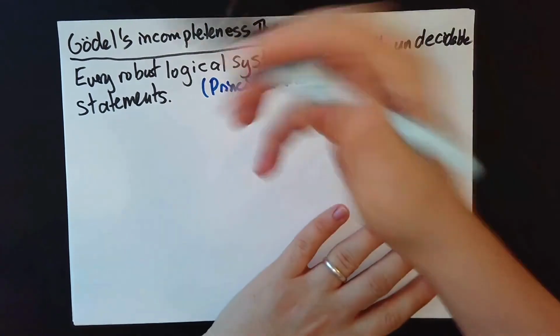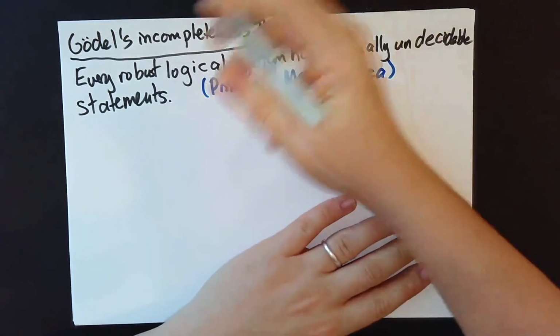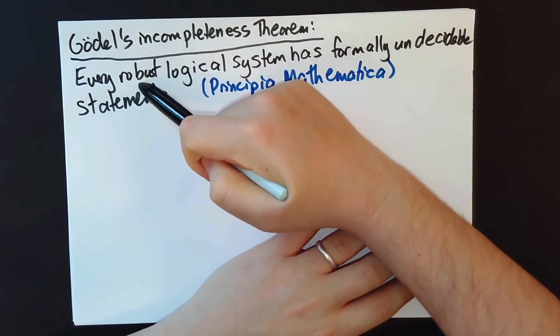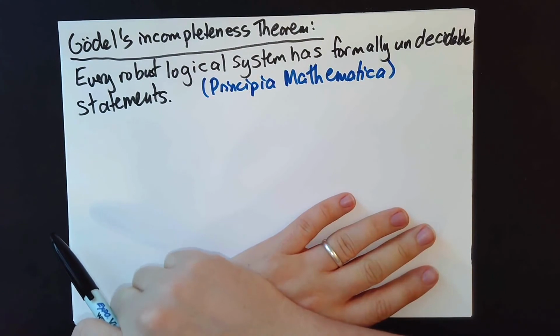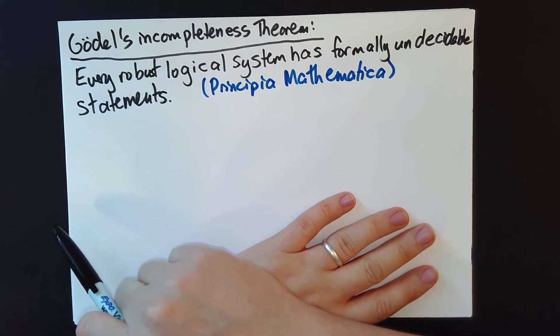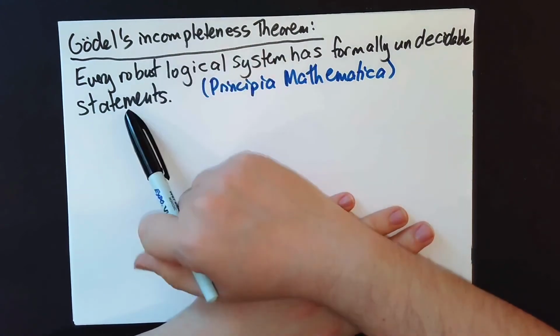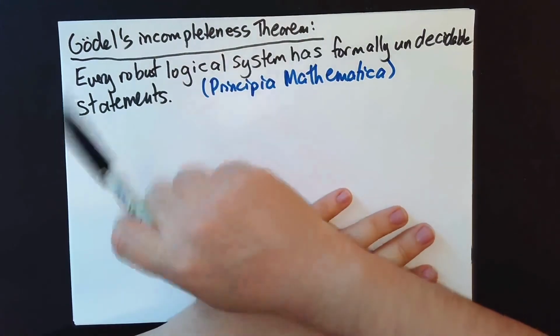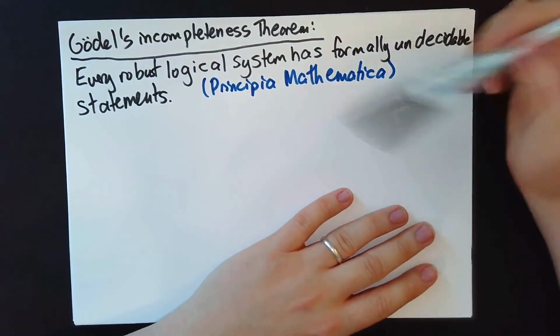You may, by the way, be wondering about this disclaimer, robust. Robust here just means something basically to the effect of your axiom system needs to be complicated enough to know that 1 + 1 = 2. In other words, it needs to be complicated enough to add positive integers, but that's it. As long as it's capable of adding positive integers, your logical system contains formally undecidable statements.